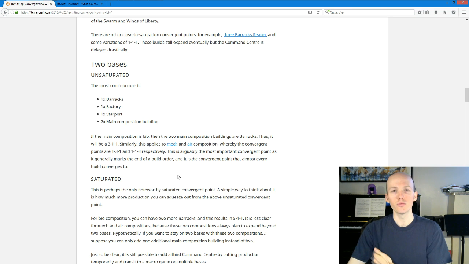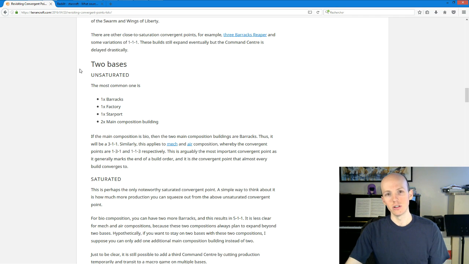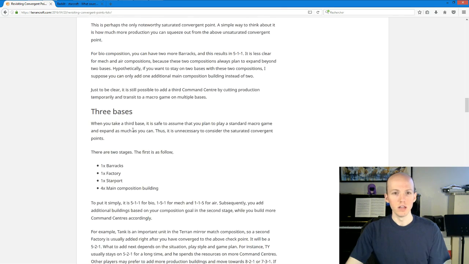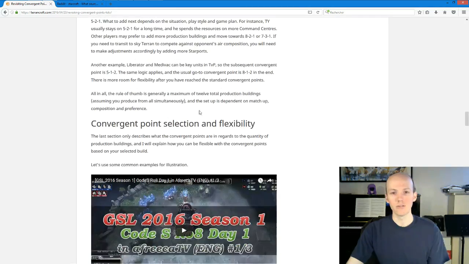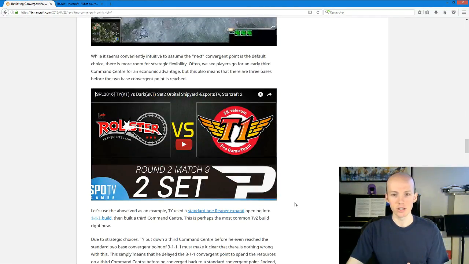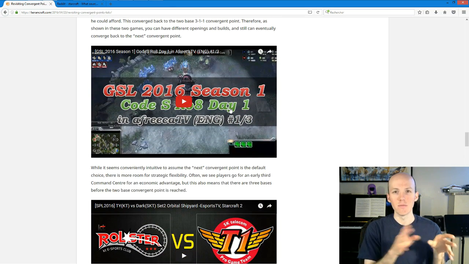And now a convergent point is only going to exist for a certain economy. So that's why on his website you're going to find something like 2 bases unsaturated. Then for 2 bases unsaturated Terran, most of the time what people are going to find is 1 barracks, 1 factory, 1 starport, and 2 main composition buildings, or whatever composition building you're choosing to do. So these are the staple convergent points here. That's what you're going to find in pro replays all the time. And Maxilicious details and gives examples about replays and what you can and cannot do with the production building amounts.